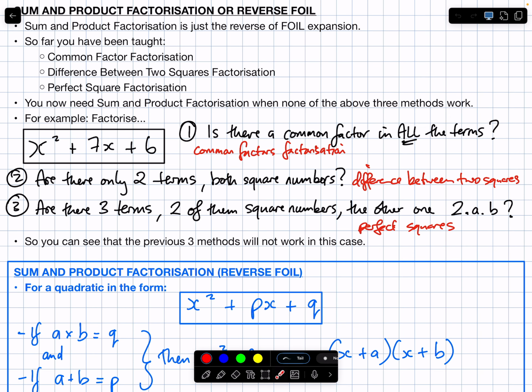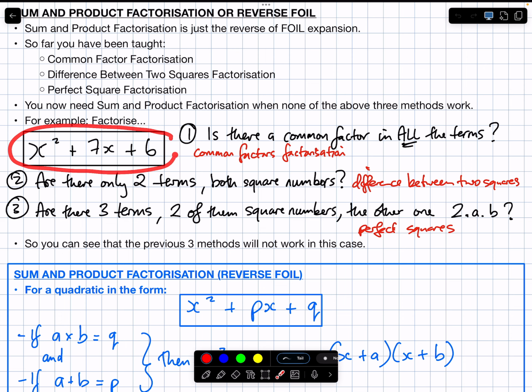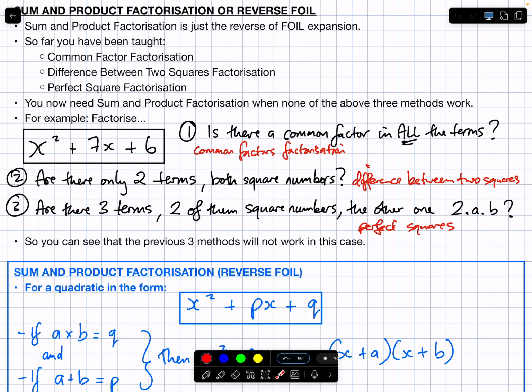I've taught you common factors. I've taught you difference between two squares factorization. I just did perfect squares factorization. But you're going to encounter questions like this where none of those work. Let's see why it doesn't work. Is there a common factor in x squared, 7x, and 6? Is there an x in all of those? No. So common factors is not going to work.